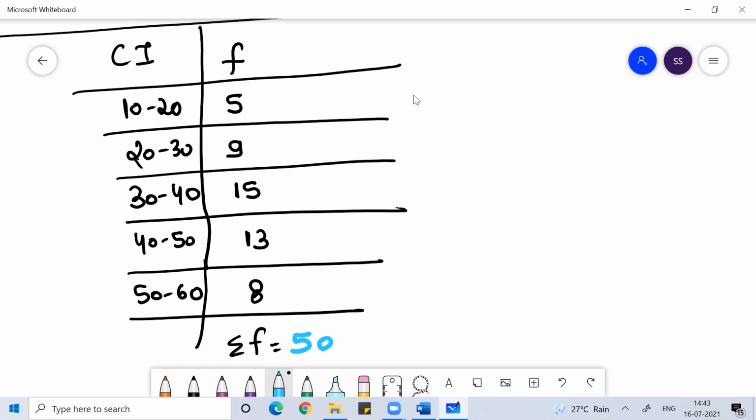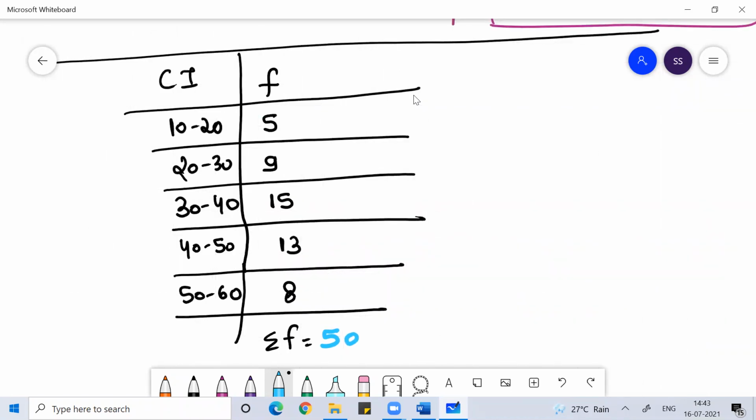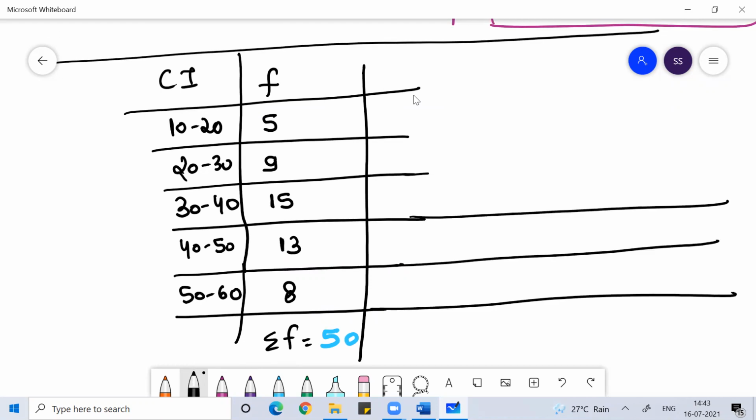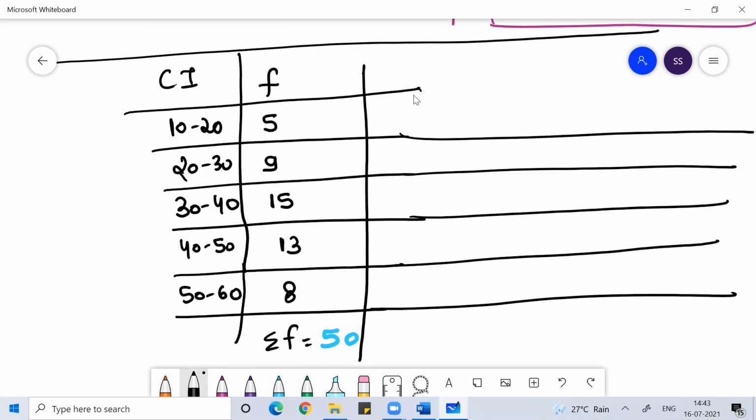Okay, everyone, you can do 9 plus 5, 14, 19, 22, 30, 3 carry, 3, 4, 5 carry. So the total sum of frequency is 50. Once you get the total sum of frequency as 50, what you need to do is find the class mark.